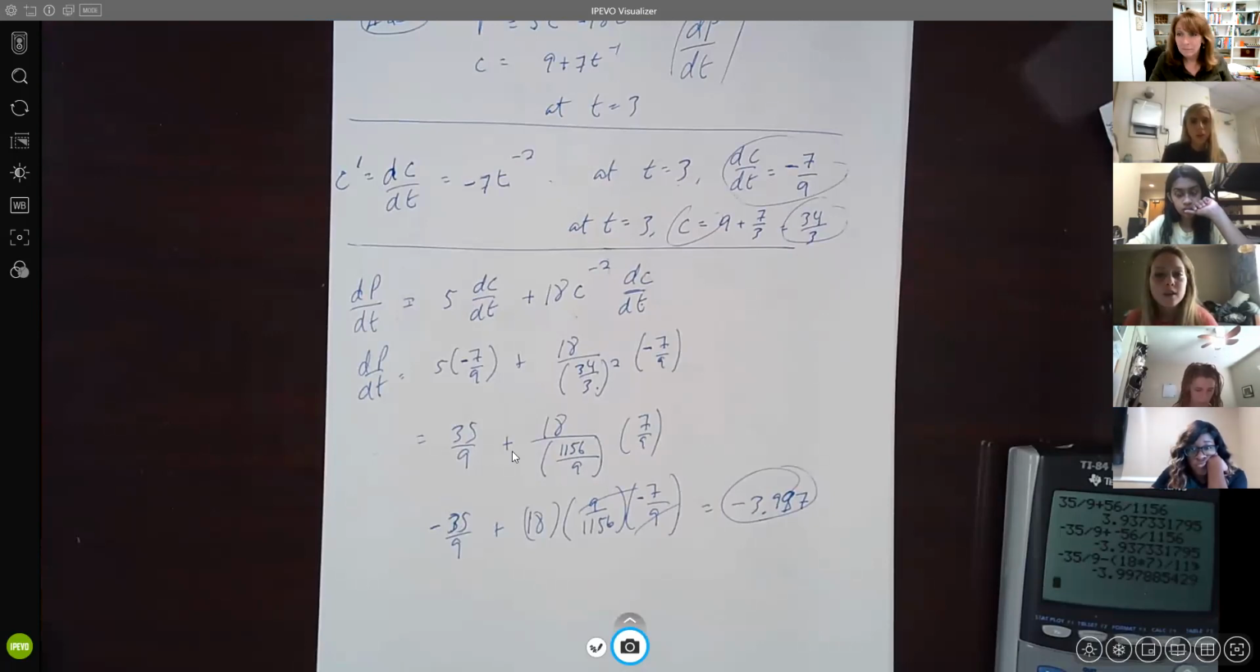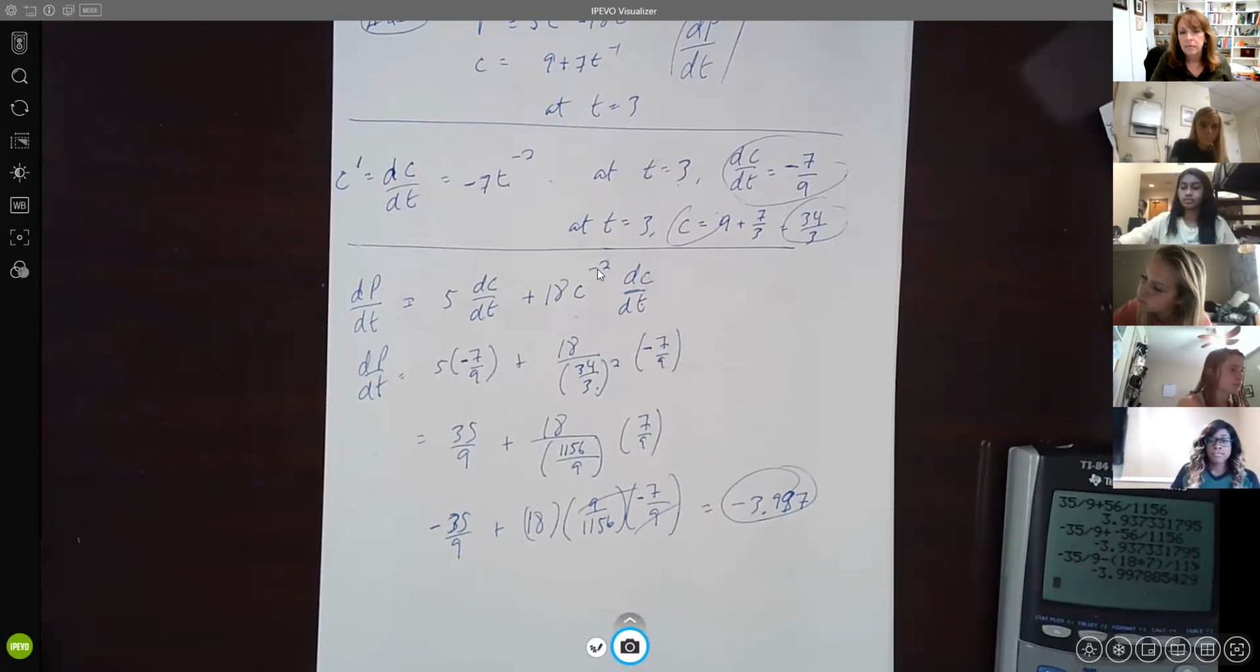Wait, where did you get 34 over 3? 34 over 3. I needed a value for C. When you differentiate, when you find dp dt, you'll end up here with 18c to the -2 times dc dt. In order to get a numeric value, I need to know what C is. Well, C is up here. C is 9 plus 7t to the -1. Just plug in 3 there.